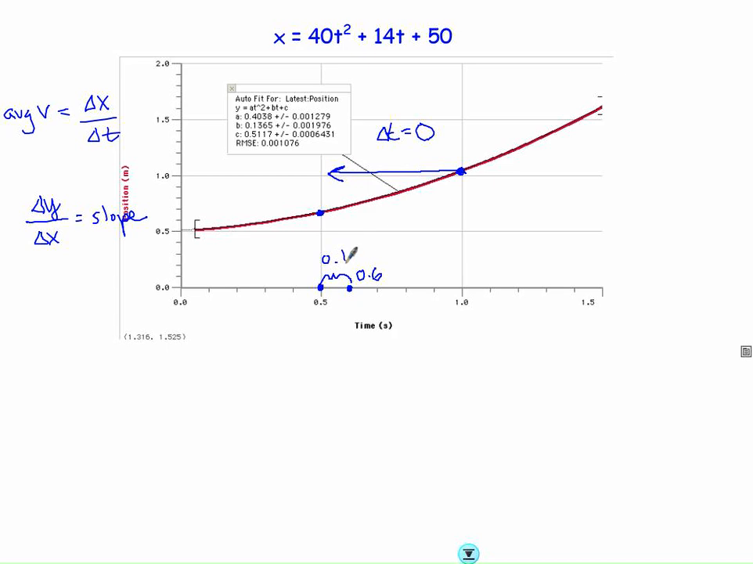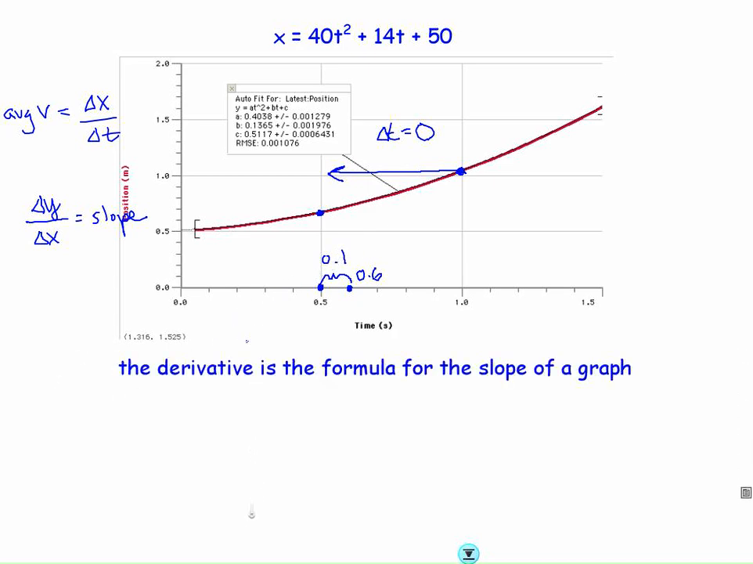It's pretty small, but it's not infinitely small. So I'm going to use our formula. And by the way, this is important. This is what we just found out also, that the derivative is the formula for the slope of a graph. That's always true. Whenever you find a derivative, you're actually finding the formula for a slope of a graph.